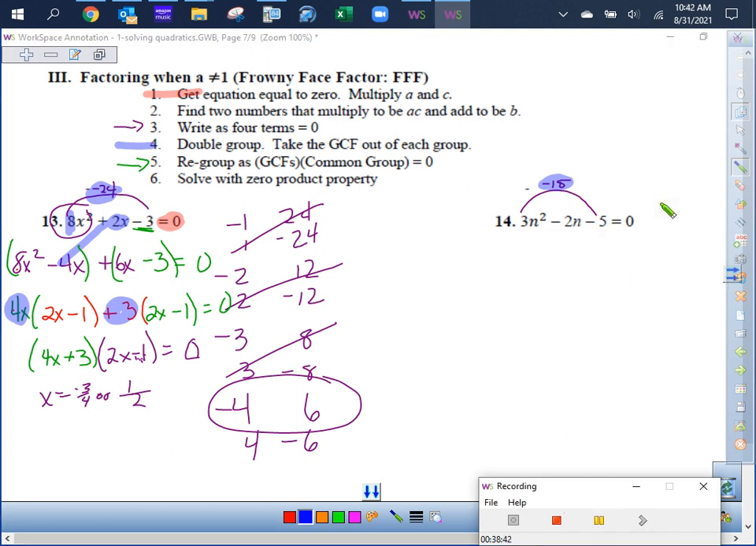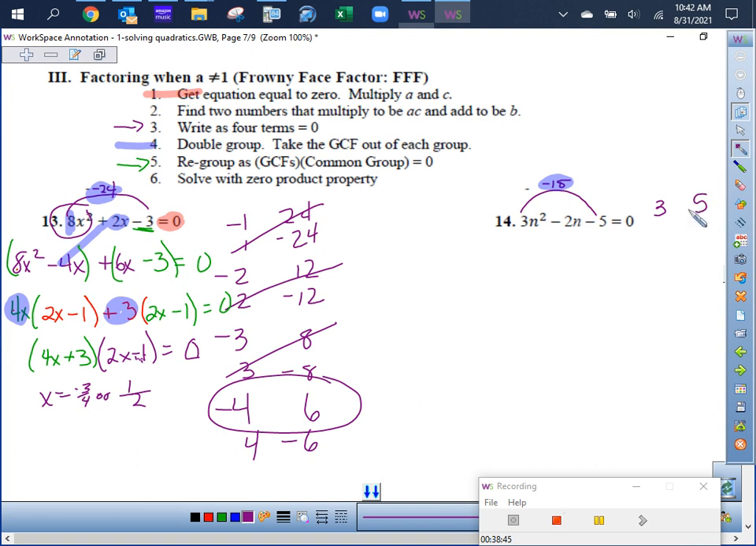So we've decided that a 3 and a 5 are going to be involved. But remember, one of these had to be negative. Which one of these is going to have to be negative for them to add up to be negative 2? The 5. There's our bingo numbers right there. 3 and negative 5. Let's go and split them into 4 terms.